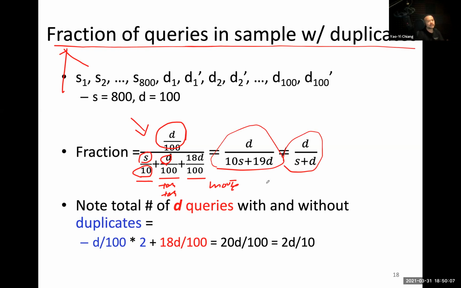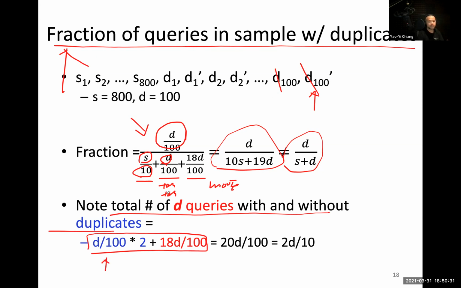Well, the mistake is we're sampling by position, by looking at each coming data item, and we decide if we want to keep it or we want to remove it from the sample, right? So the total number of D queries with and without duplicates is this. This is in your sample, right? This is the number of D queries, and because Tom and Tom, you have 2 queries in the sample, so times 2. Plus, this is your movie. This is also your D query, but only one word got selected into the sample, so this is 2D over 10.